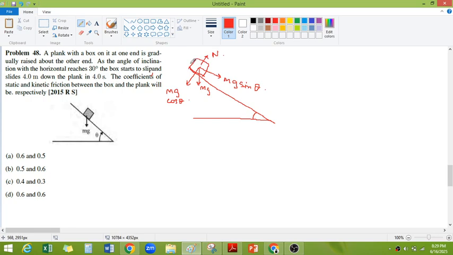They didn't say anything about it, but at this point it is slipping down, right? So that means this is the friction is maximum. So after that only it will start slipping. So that means the friction is there. So at this point, friction.